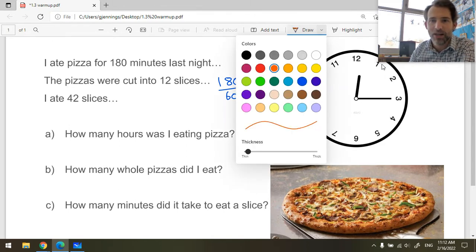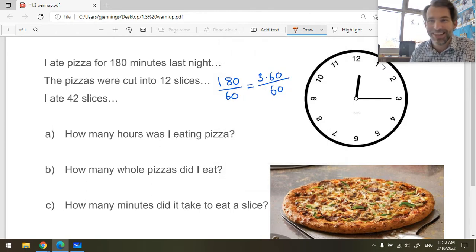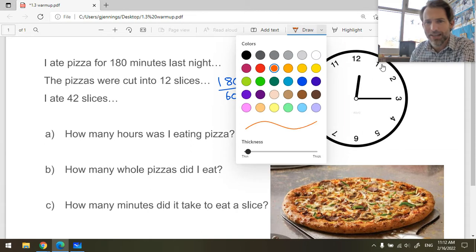And then we get to the fun part. This is the funnest thing in math. Canceling. So this 60 cancels that 60. Leaves us our answer there, 3. All right? So nice. Now, why is that?